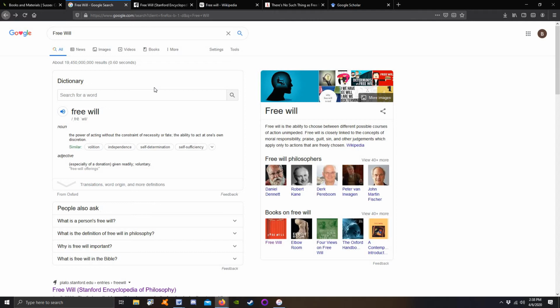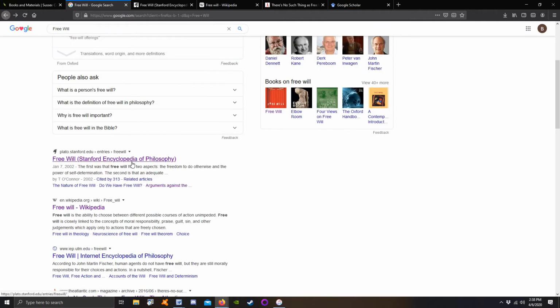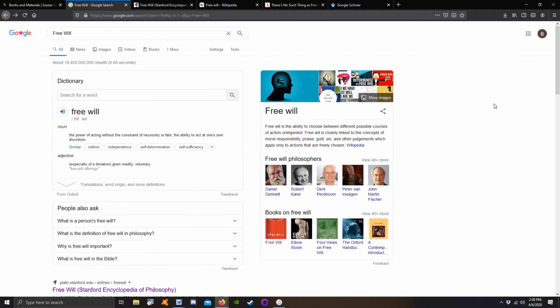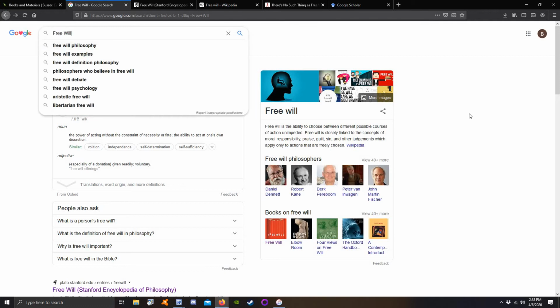Now, results may vary with Google. Keep in mind that Google is tailoring the algorithm to your personal preferences all the time, which for me means, surprise, Stanford Encyclopedia of Philosophy is the first thing that comes up. But you might get something completely different. So you will have to sift through whatever your results are once you get going. But let's look at what we actually get when we type in the topic here. I typed in free will, and we got this.